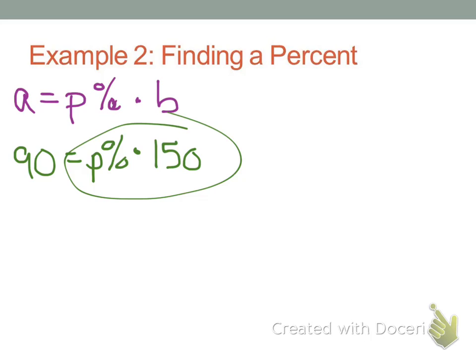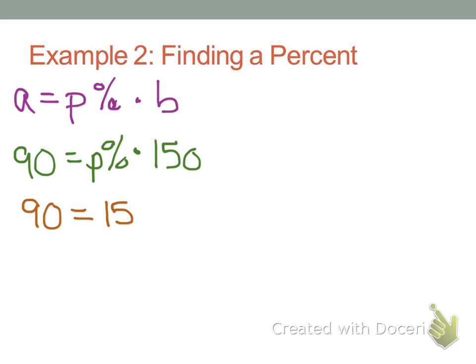So P percent times 150, I could write it as 150 P. 150 times P. I'm still multiplying B times the percentage, right? I just wrote it that way to make it easier to solve now for P percent, to solve for P. And I could still write the percentage sign. 150 times P percent.